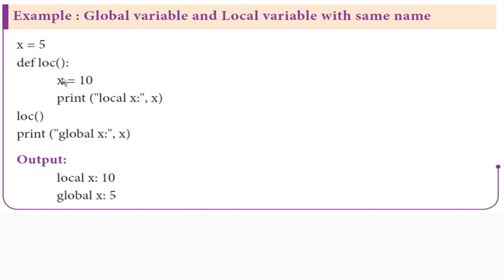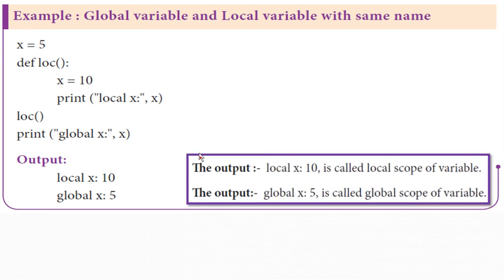Inside the function, another x is defined here. This x is not the global variable x, but a local variable that has the value 10. This variable's value is printed inside the loc function. So the local x value is 10. The global variable x is 5. Both x are different. The first x is the global variable, the second x is the local variable. This is the output. Local x, 10, is called the local scope variable. Here 5 is called the global scope variable.